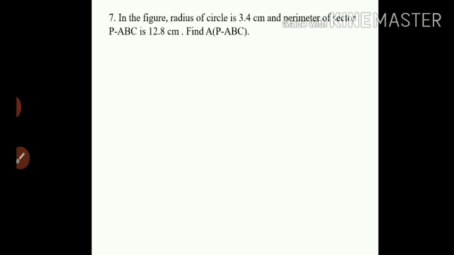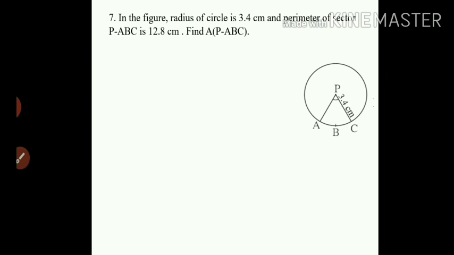Now this is question number 7. You can see in the figure, the radius of a circle is 3.4 centimeter. You can see PC and PA. These are the two segments drawn from the center of the circle to the point on the circle. PC is given as 3.4, so I can also say PA is also 3.4 because both are the radius of a circle. And the perimeter of the sector PABC is 12.8 centimeter. Now we know perimeter means the total, that is the sum.